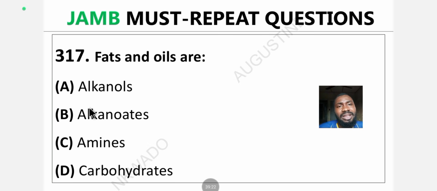Question 317. Fat and oil are what? A. Alkanols. B. Alkanoids. C. Amines. D. Carbohydrates. What's the answer? Drop the answer in the comment section, my scholars.